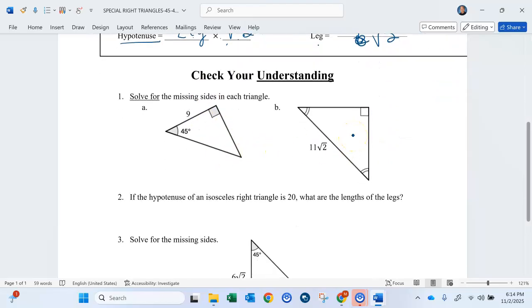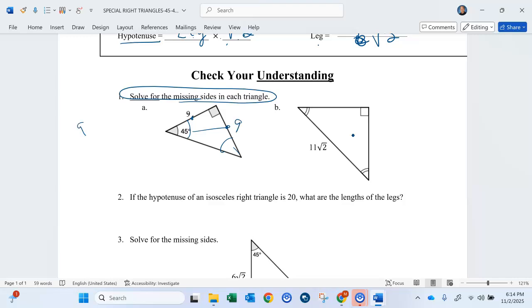We're going to solve for the missing sides in each triangle. If you have an idea how to do it, you can try it and pause the video. Otherwise, you can go to this. You can say, okay, this is 45, so that makes this 45. So that means this side here is the same as this side. Well, this side's 9, so this side's 9, okay?